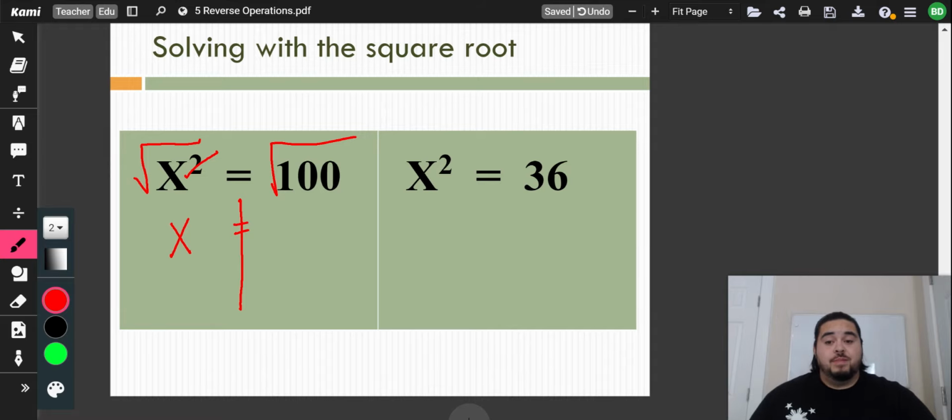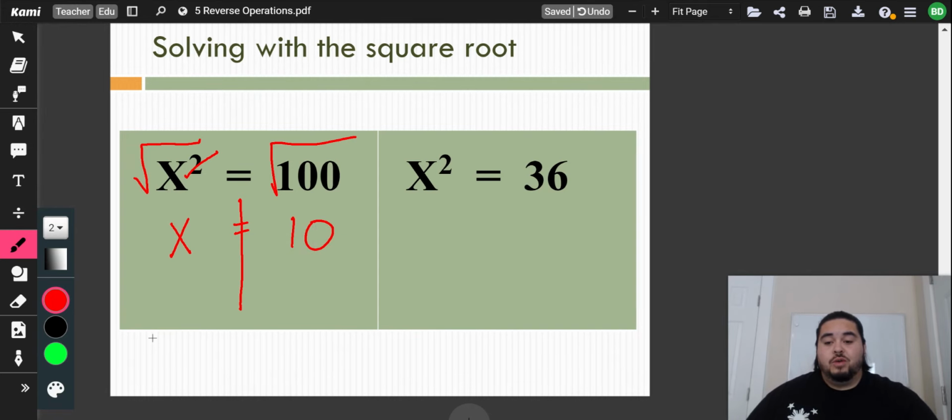Now, some of you have this memorized, and that's great. You can think of 1 times 1 is 1, 2 times 2 is 4, 5 times 5 is 25, 6 times 6 is 36, 8 times 8 is 64, until you get to 100, and you'd find out that the answer is 10. But 10 is not enough.